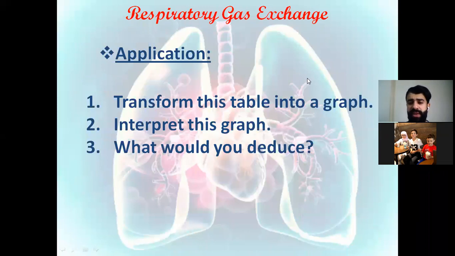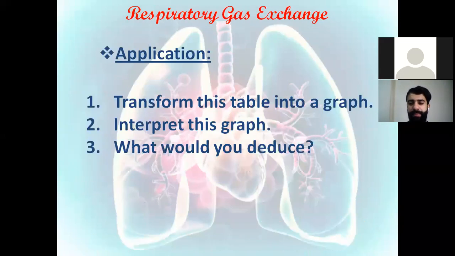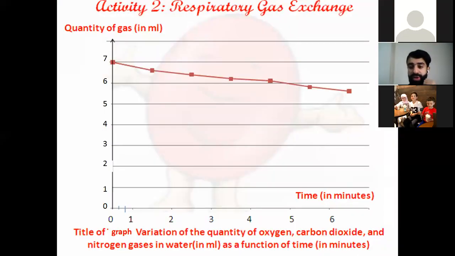So transform this table into a graph. What is found up in the table should be down in the graph, and what is found down should be up. Always the title of the graph should be given. You have to give a title for the graph. You have to give it a legend if it's necessary. You have to give it a scale, and you have to plot it. You have to draw the graph.